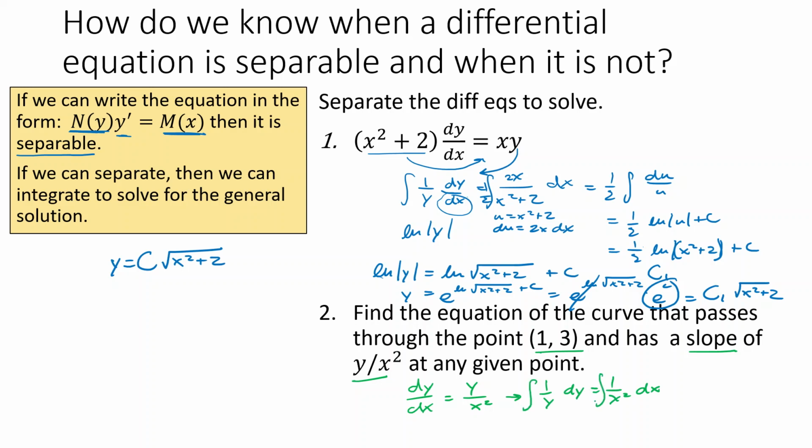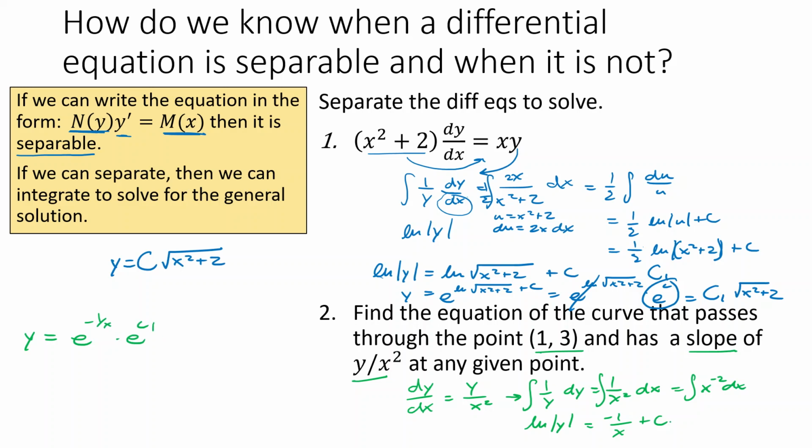And now we can just integrate each one. This is going to be the ln of the absolute value of y. This would be, let's say, the integral of x to the negative 2 dx, which is going to give us x to the negative 1 over negative 1, or negative 1 over x plus c. All right, we can take the e of both sides, or we can plug in the point now. It's really up to you. If you plug in the point now, then you've got to move the c around. If you wait to the end, that's fine. If we take the e of both sides, we get y equals e to the negative 1 over x times e to the c.